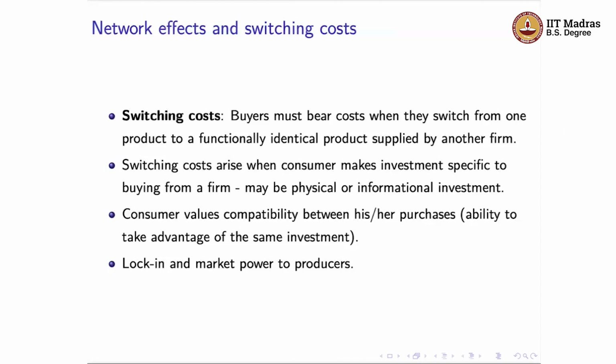And as a result of all this switching costs, basically we see that consumers value compatibility between his or her purchases, right? So you want to take advantage of the same investment that you made in a particular operating system, right? So you would often see that somebody who has a MacBook as a laptop is more likely to be using an iPhone, whereas somebody who has a Windows system may more likely be using an Android system, right? So I'm not saying everybody does it, but I'm saying you're more likely to see it, right? And we'll see that as a result of this switching costs, you have basically a lock-in effect that is operating, and that leads to market power to producers, right? So that means basically it allows the producers to raise price compared to cost, right? So this is something that we'll be seeing.